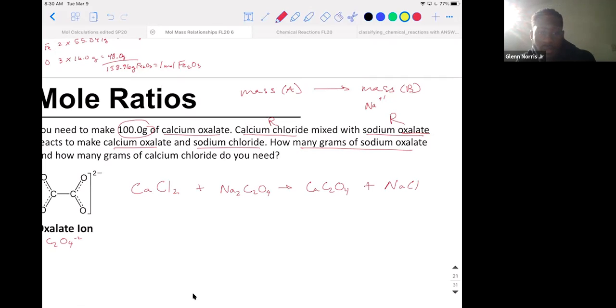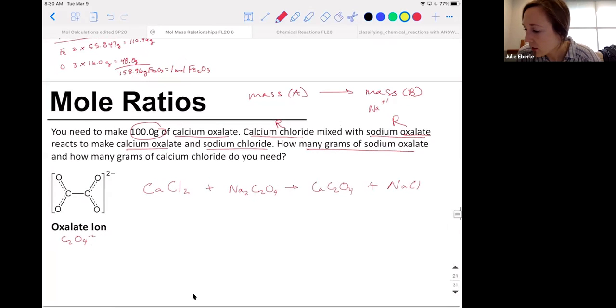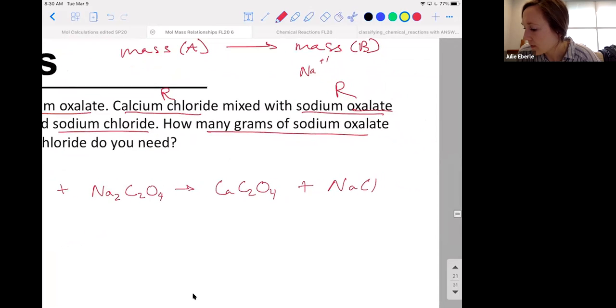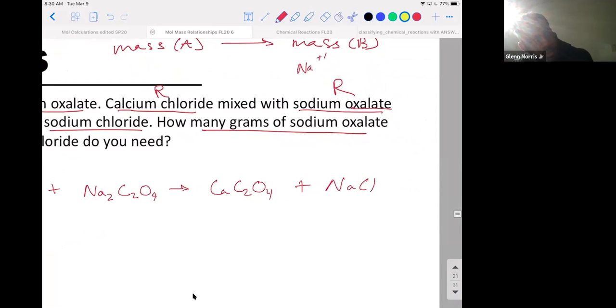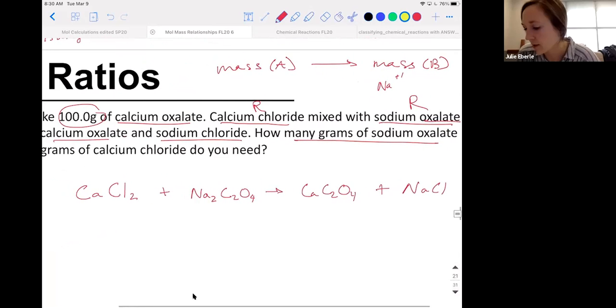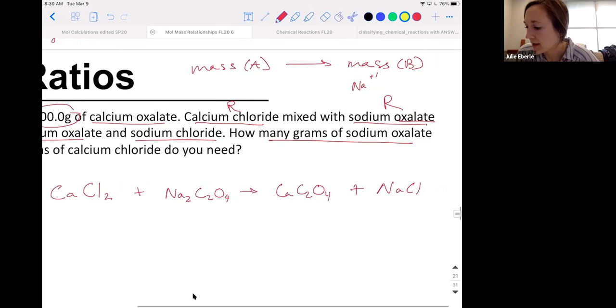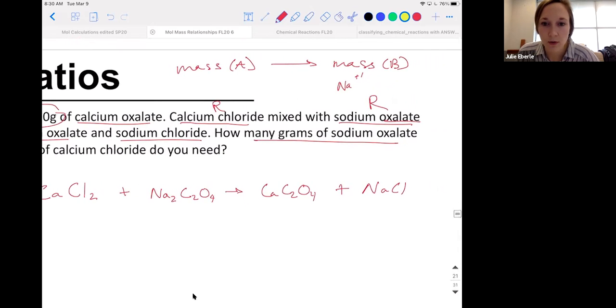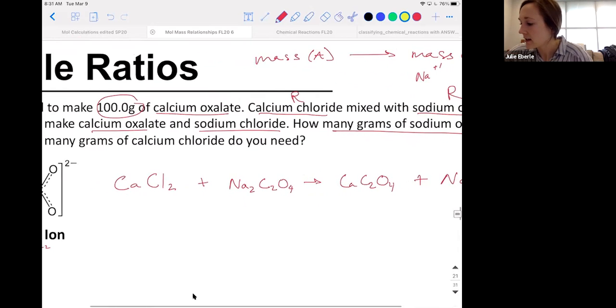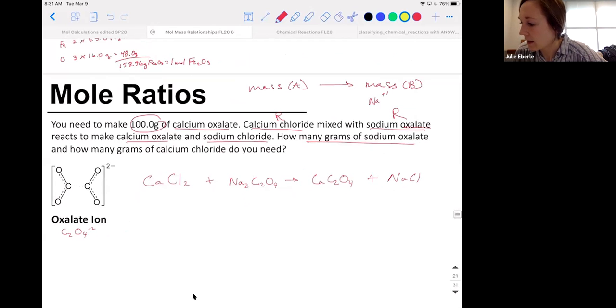Wait, so is that the second half of the equation, after the arrow? What do you mean, Glenn, over here? Yeah, these are your products, and before the arrow, these are your 2 reactants. The calcium chloride and the sodium oxalate are your reactants. And the calcium oxalate and the sodium chloride are the 2 products. I got that from this second sentence. I'm going to highlight it in yellow. I pulled everything we just wrote out of that whole second sentence.